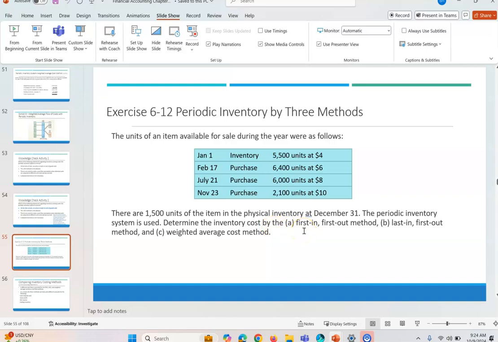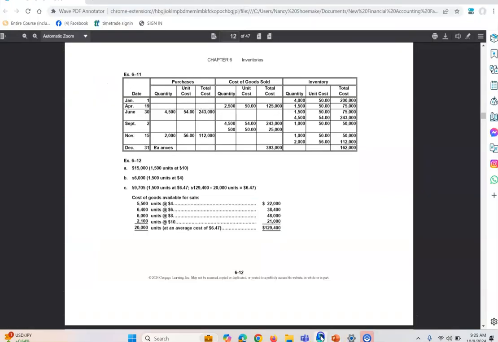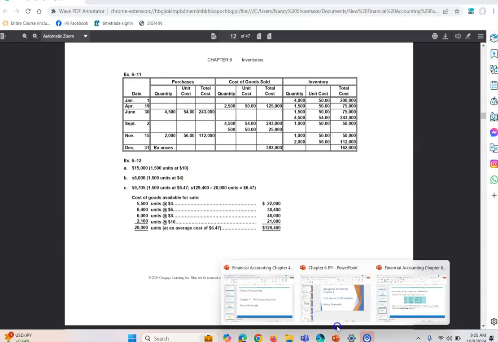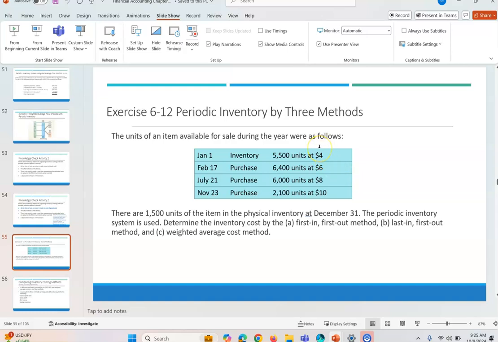So if 15 units are on hand using FIFO, that means the latest purchases are what's left in inventory, right? So wouldn't the latest purchases be the 1,500 units at $10, correct? And using LIFO, what LIFO stands for is the most recent purchases are the first ones sold. So the very oldest inventory, which is the beginning balance, wouldn't those 1,500 units be sitting there still on hand at $4? Right?